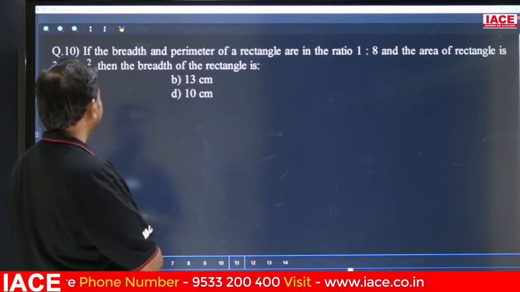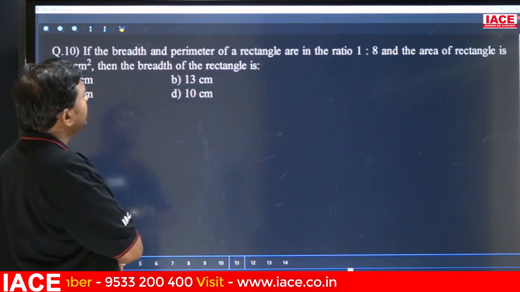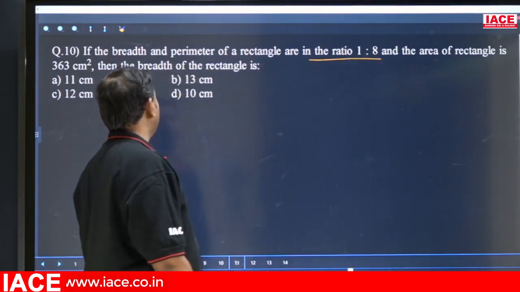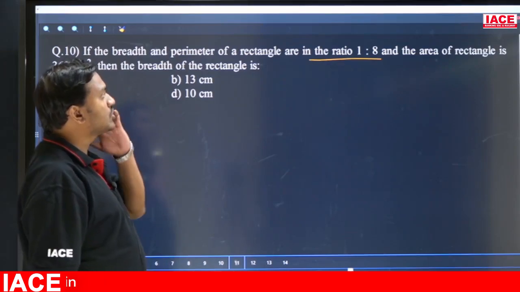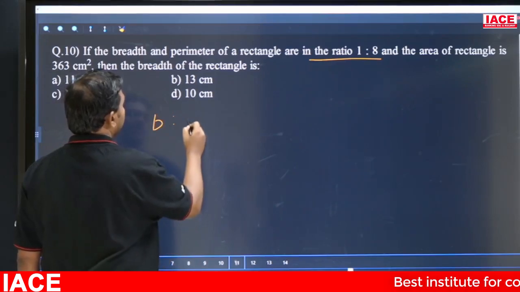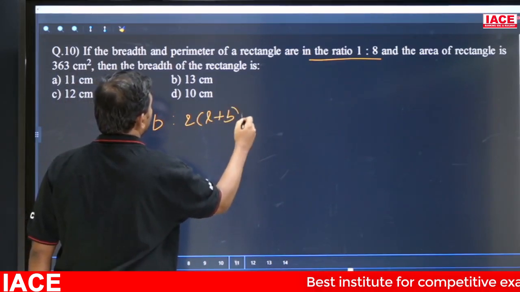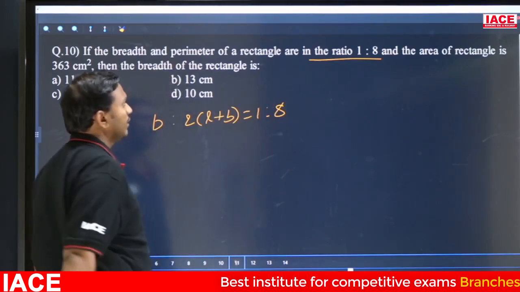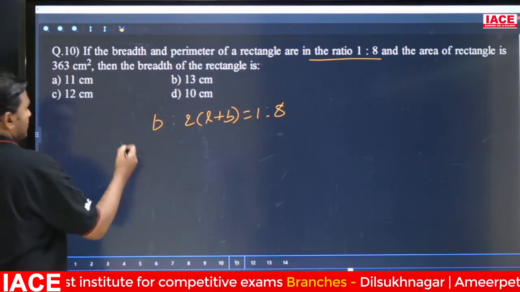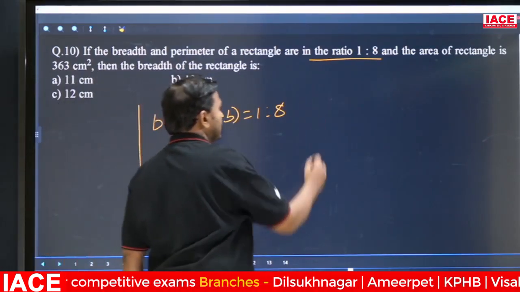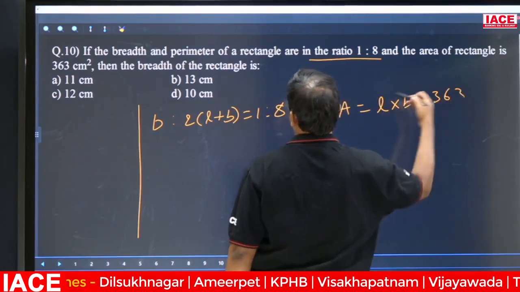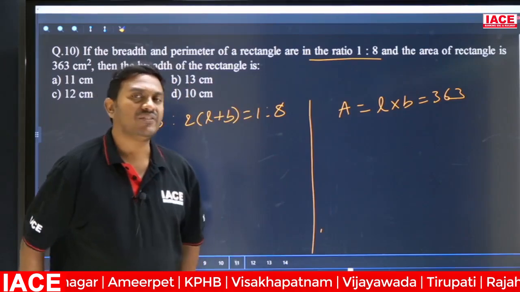If the breadth and perimeter of a rectangle are in the ratio of 1:8, what is perimeter? 2 into L plus B. 1:8 is given, right? And the area of the rectangle is 363. What is the area formula? Area equal to L into B, which is 363. Then find the breadth of the rectangle.